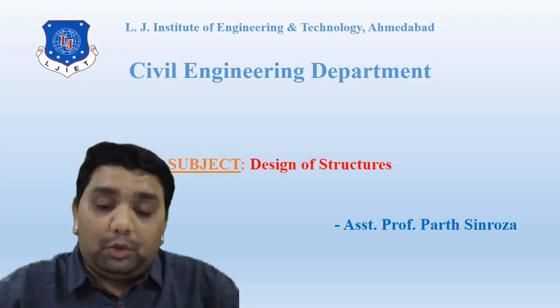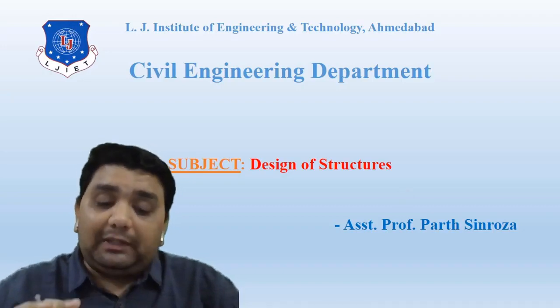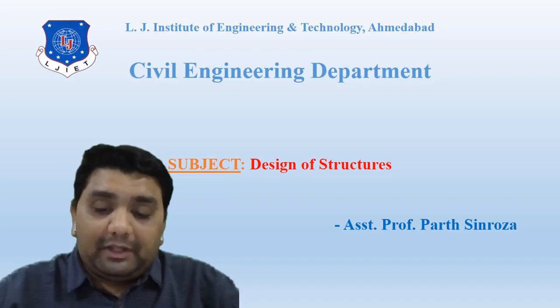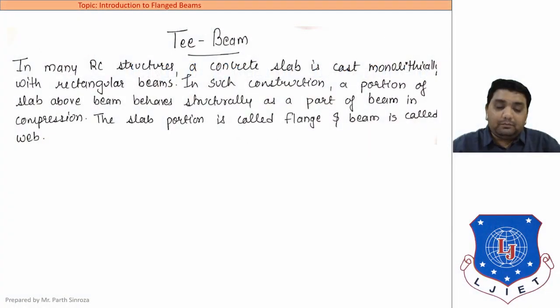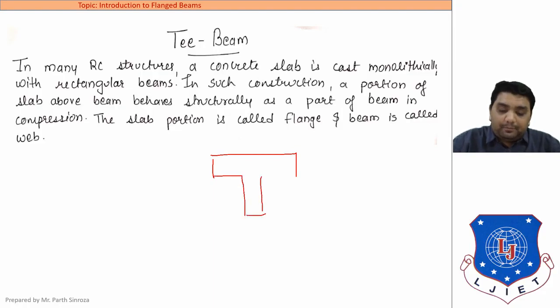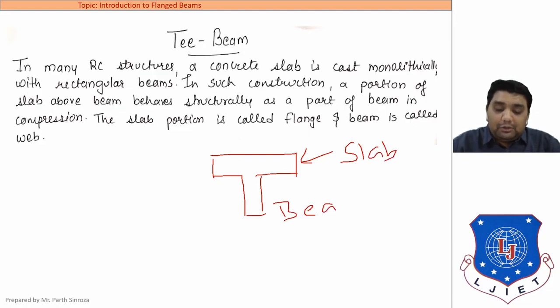So first of all, we will go through what actually a T-beam is. A T-beam can be known as a monolithic structure. It is basically derived from its shape. The shape of the beam will be something like this: a combination of the slab portion and the beam portion. The combination of beam and slab, if we cast it together, is known as a T-beam.